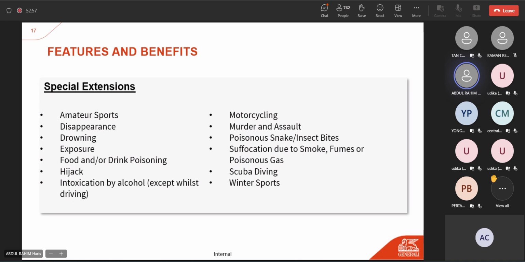So we cover amateur sports, disappearance, drowning, exposure due to an accident, hijack, intoxication by alcohol except whilst driving or motorcycling, murder and assault, insect bites, poison snake, these are also covered. Poison gas. The one I want to highlight is scuba diving, which is covered under the policy up to 30 meters. That's the maximum for a normal leisure diver. The policy states 30 meters coverage for scuba diving maximum. Winter sports is also covered under the policy.